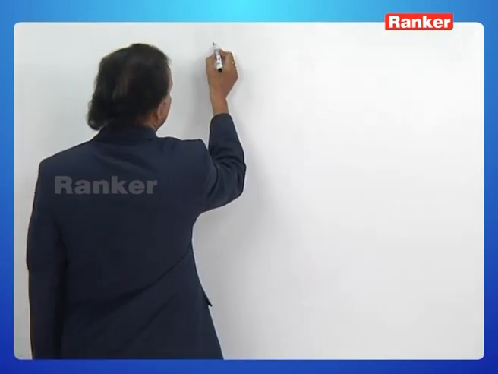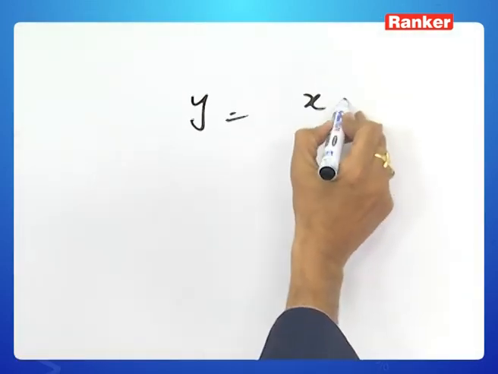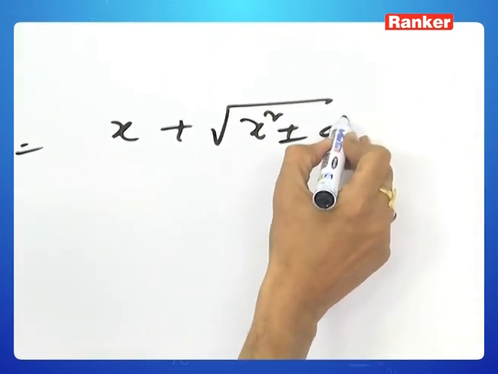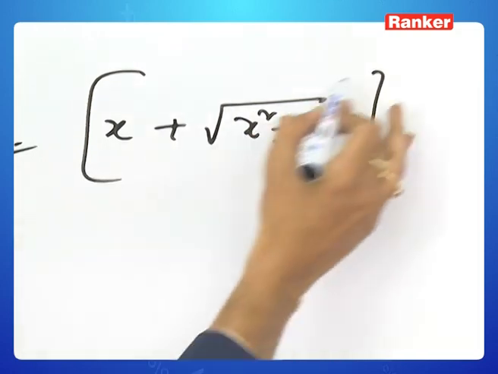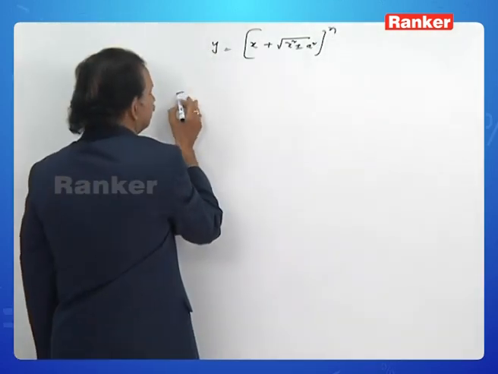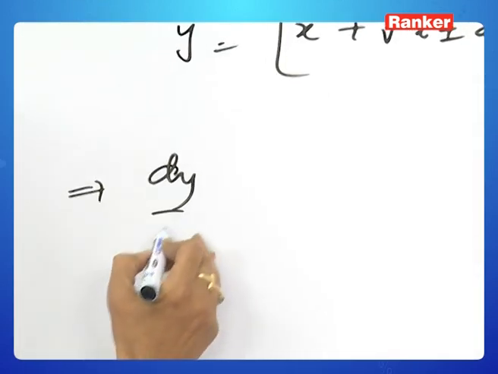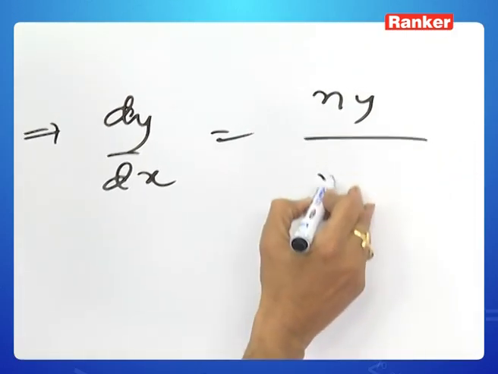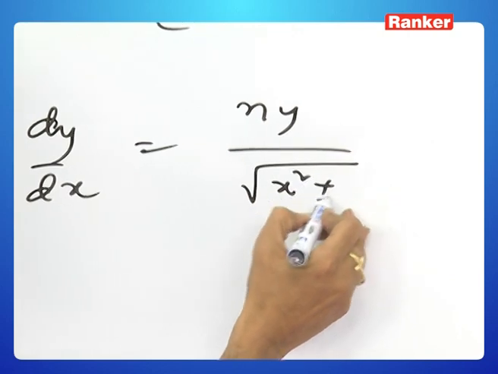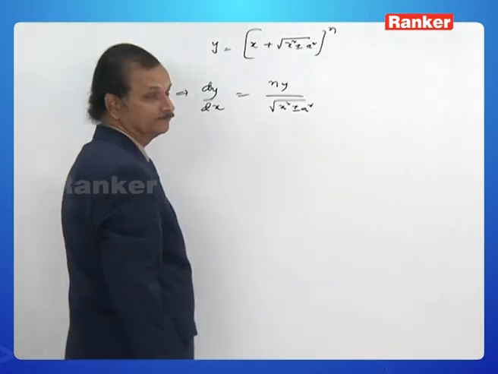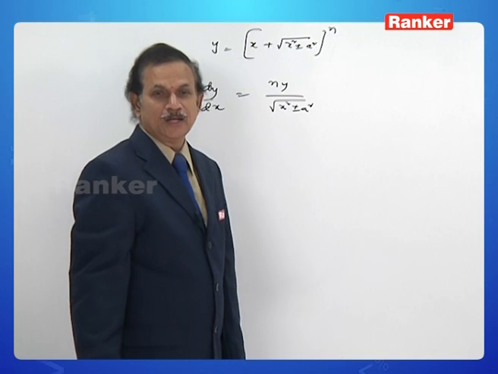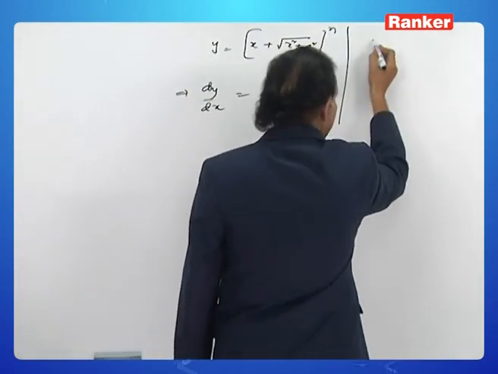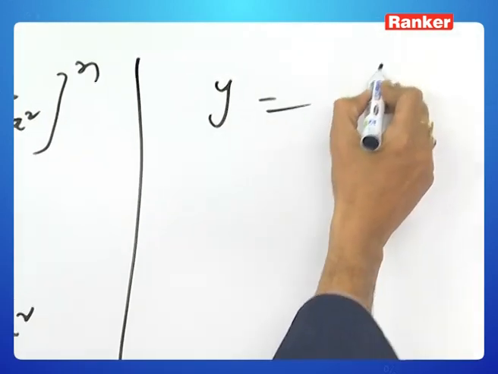Therefore, y is equal to (x plus root of x square plus or minus a square) whole to the power of n implies dy by dx is equal to ny by root of x square plus or minus a square. Well, it is an easy matter, of course, to reuse the same concept here also.